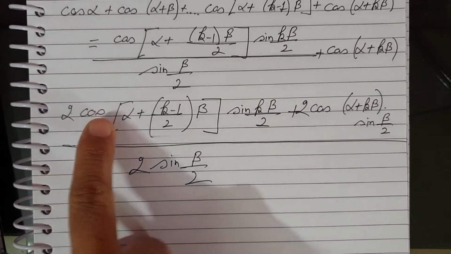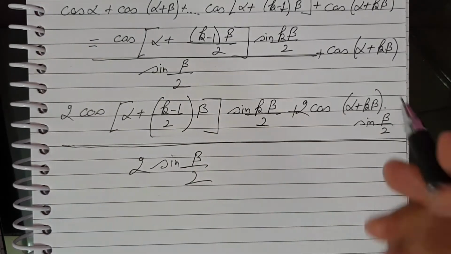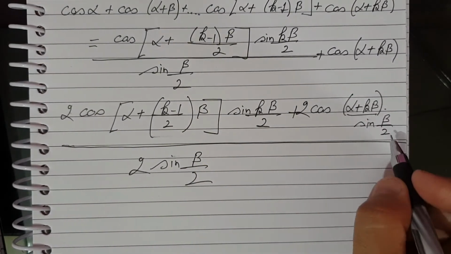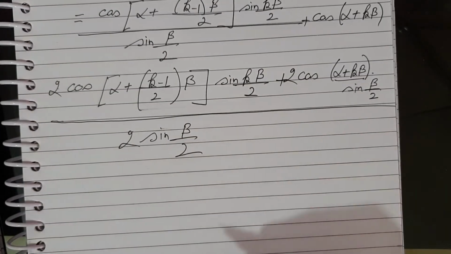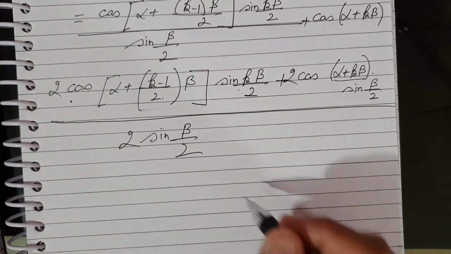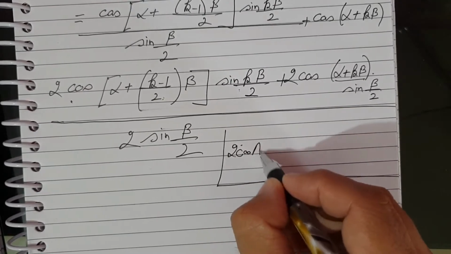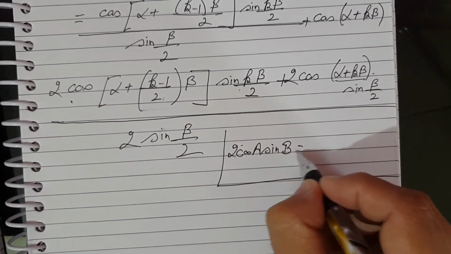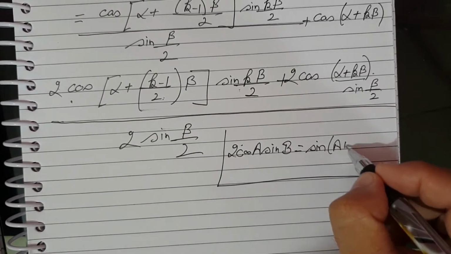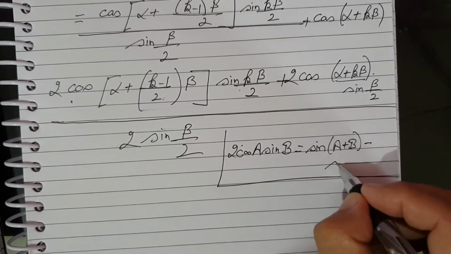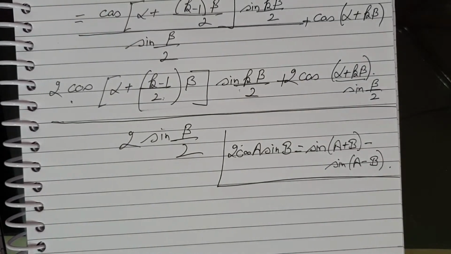This is 2 cos, you can consider this as A, this as B. Again this is 2 cos, this thing is A, this thing is B. Now the formula that we will be using will be 2 cos A sin B. So I should write the formula. Actually this is the formula which we will be using: 2 cos A sin B equals sin(A plus B) minus sin(A minus B).